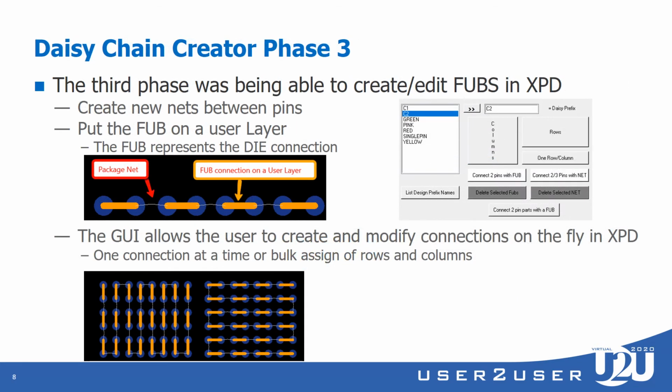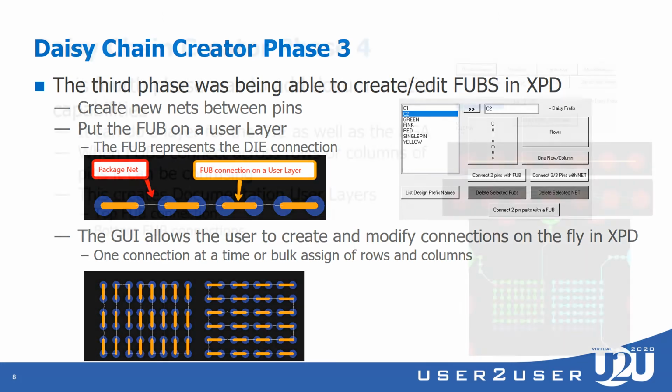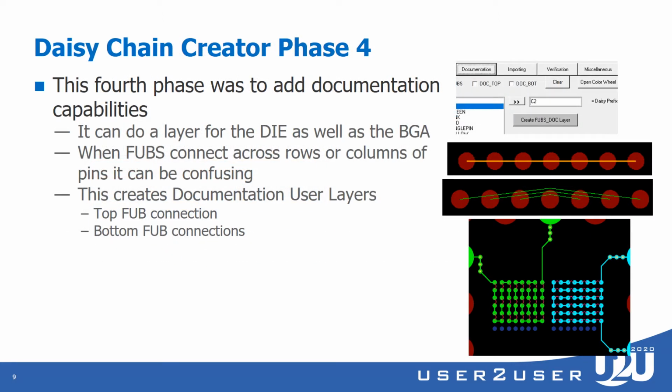We'll see in the demo. So here, the third phase was, now we've read these chains in intelligently, I want to make chains on my own. I have a customer who came to me and said, we don't have someone doing our die, we do the die ourselves. So we have the ability to not only put in the package connections, but also the FUB connections, the functional user block die connections. So that's the third phase, being able to put rows and columns in the design database and create these chains efficiently and effectively. The fourth phase was documentation.